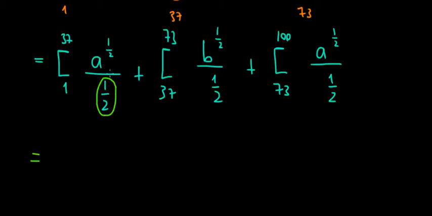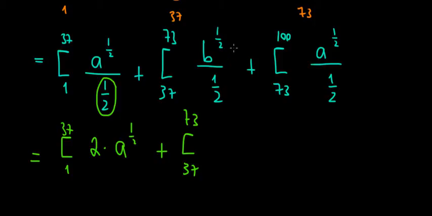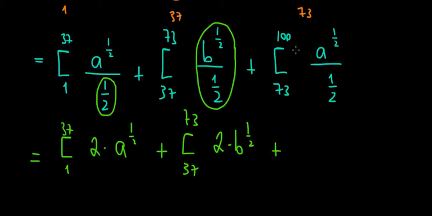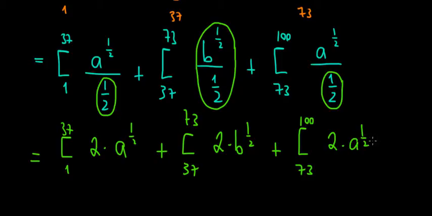8 to the power 1 over 2 divided by half, that's 8 to the power of 1 over 2 times 2. So we have the boundaries between 1 to 37, and we have 2 times 8 to the power of 1 over 2. Now, over here, same method. We have the boundaries between 37 to 73 in this term. B to the power 1 over 2 divided by half, that's 2 times b to the power 1 over 2. And then we have plus the boundaries between 73 to 100, 8 to the power 1 over 2 divided by half, that's just 2 times 8 to the power of 1 over 2.